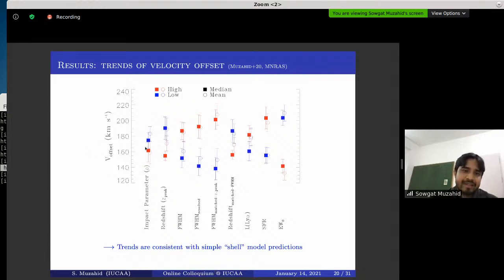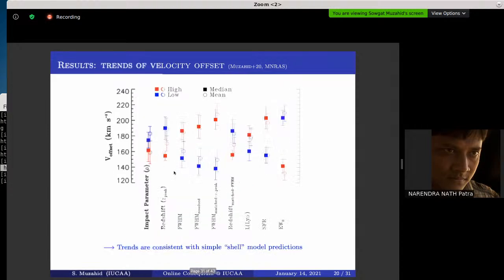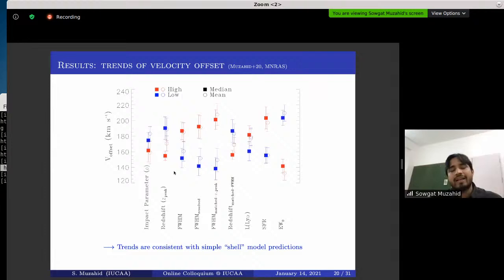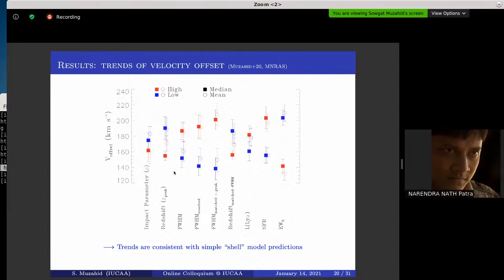In different impact parameter bins, actually, we did that, and you see it's not that different. Those are the two impact parameter bins, and they are pretty much consistent with each other. So we didn't see any trend with impact parameter. Okay, so that is kind of confirming that it is purely a CGM thing, not much SFR impact.